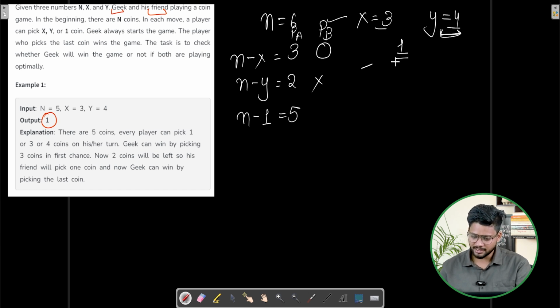Can the player take 1 coin? Yes, the player can take 1 coin. How many coins will be left? 4 coins will be left. So this is the case where B is the winner. This is the case which is not possible, and this is the case which is possible.